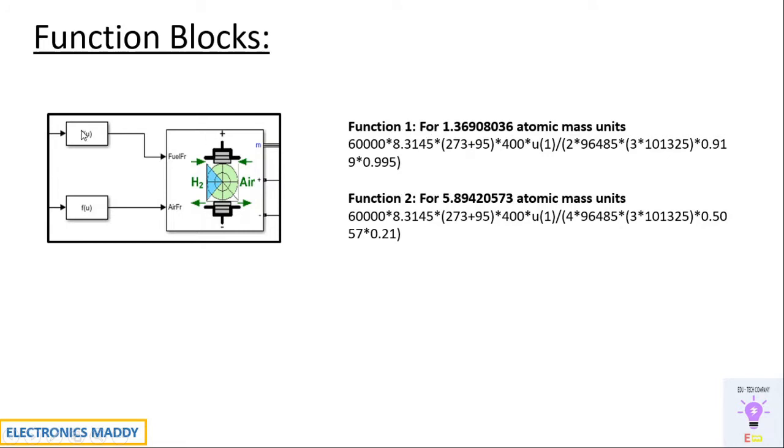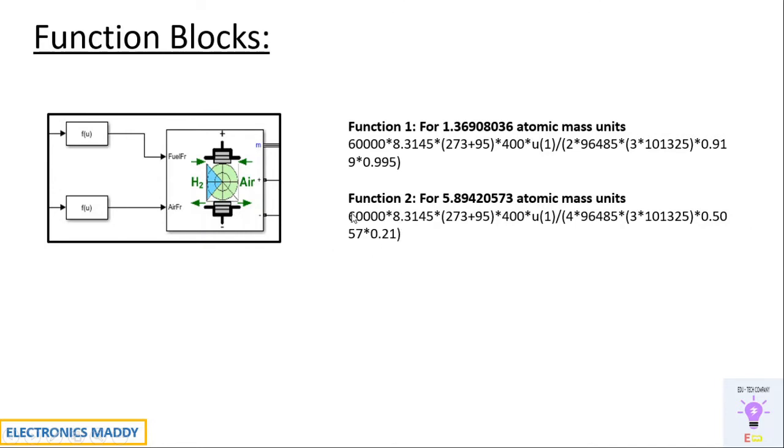Function 1, let us name it as function 1, and it corresponds to 1.3690 atomic mass units. So for this particular atomic mass unit, this is the expression. So if you search by this expression, it will show you the amount of atomic mass units that is available. And similarly for function 2 for airflow, I'll be entering this as the atomic mass units, that is 5.894 atomic mass units, and the expression corresponding to this is this.